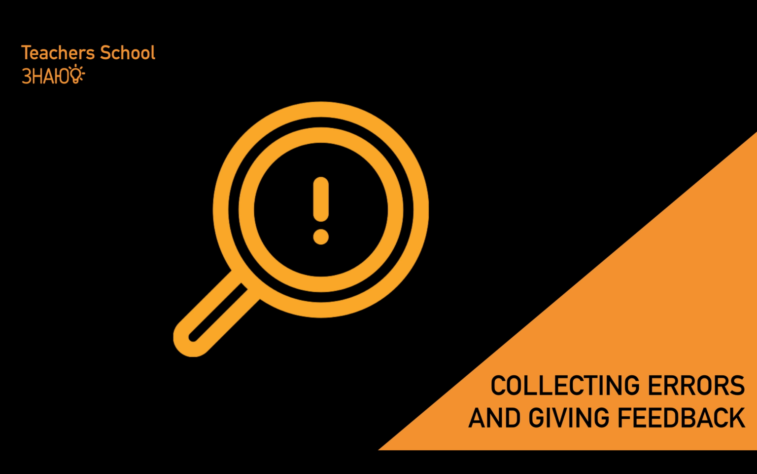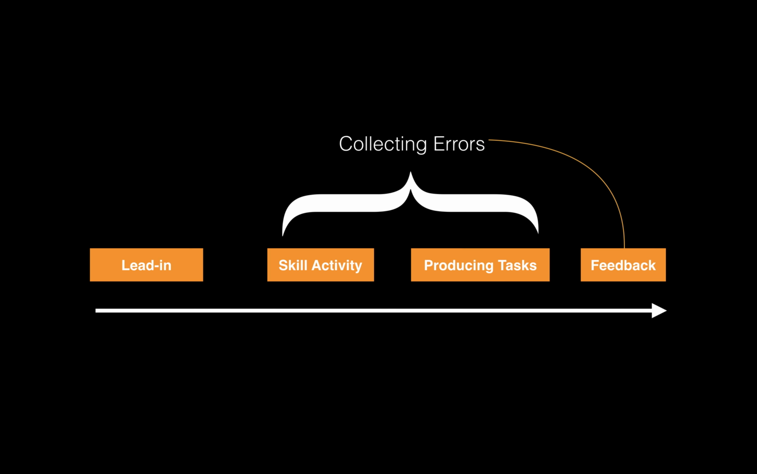For the teachers who are just starting their journey, errors are, in simple words, mistakes that students produce while trying to speak English. There are several types of errors, but here we'd like to talk about only how to collect them and how they can be implemented in the feedback part of the lesson. So I have to explain what the feedback stage is.